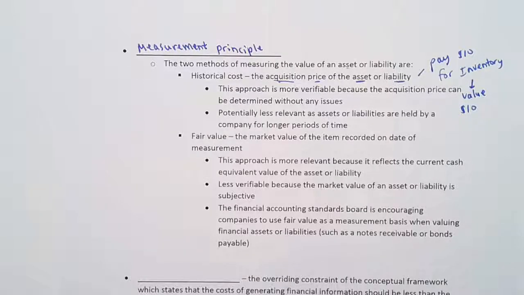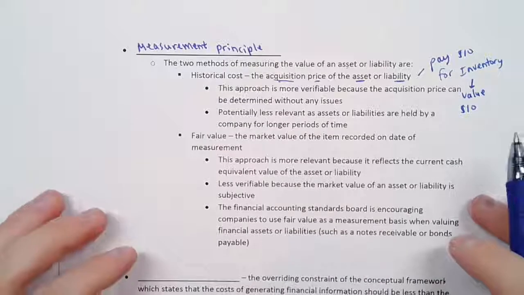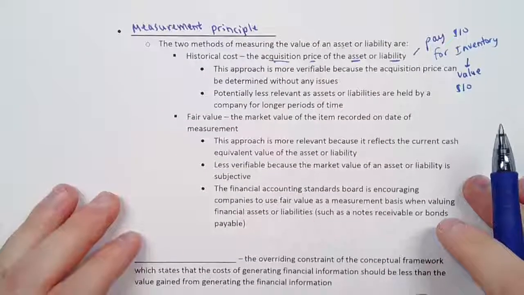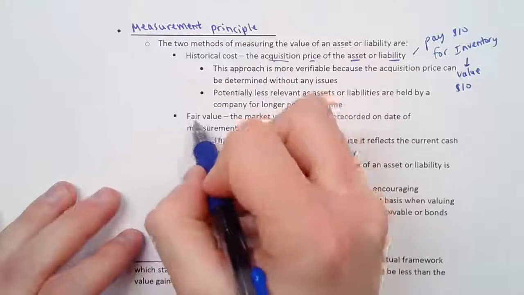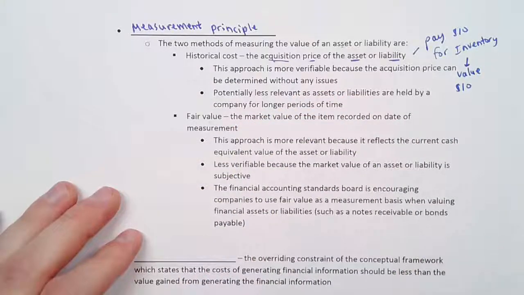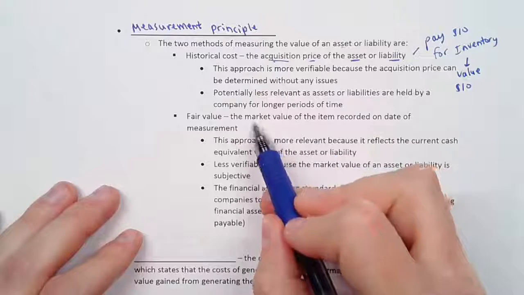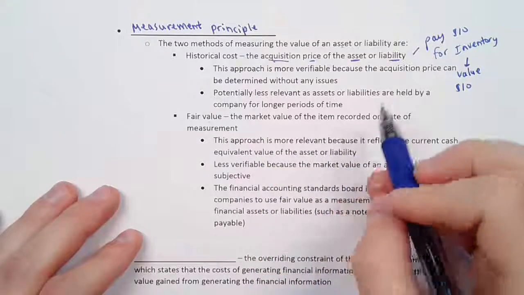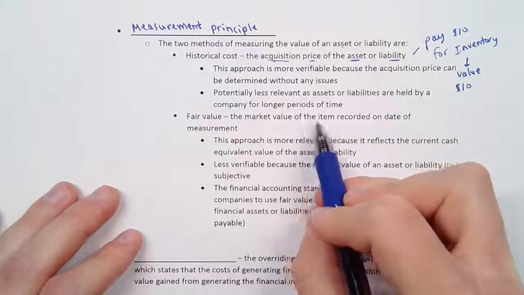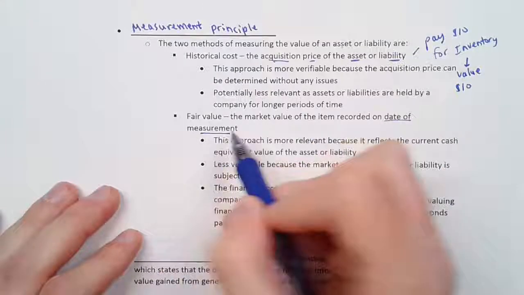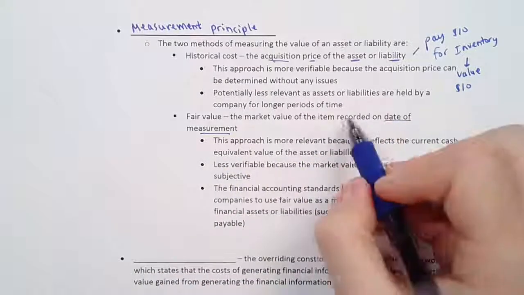Okay, and that's kind of where this second one comes in, the fair value principle, the fair value method of determining the value of an asset or liability. And so what we do with the fair value method is that we basically just say the value of the asset or liability is the market value of the item, recorded on the date of measurement. Okay, so whatever item we're going to record on the financial statements, basically, what is the market value on the date of measurement?